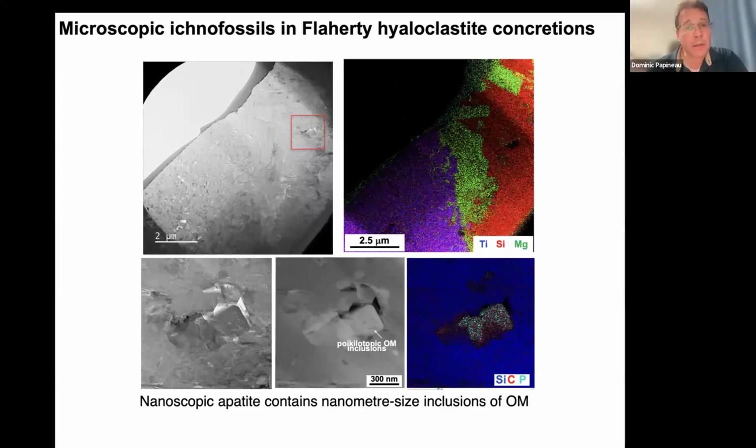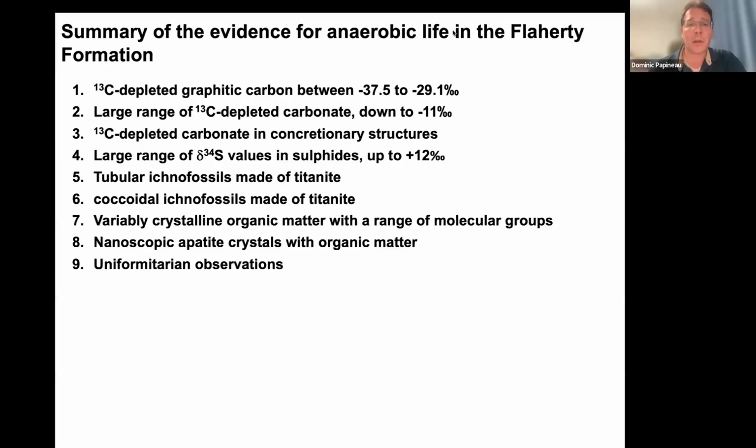So to summarize, the evidence for anaerobic life in the Flaherty is that we have C13 depleted graphitic carbon between -37 and -29 per mil. We have a large range of C13 depleted carbonate, down to -11. We have C13 depleted carbonate in concretionary structures, which is important because that's one of the products of CORs. There's a large range of delta 34S values in sulfides, up to 12 per mil, consistent with biological sulfur disproportionation. We have tubular and coccoidal ichnofossils made of titanite, variably crystalline organic matter, and nanoscopic sized apatite crystals with organic matter, and the uniformitarian observation. So we have a number of independent lines of evidence that suggest that these life forms were probably anaerobic, but probably is always with a caveat.